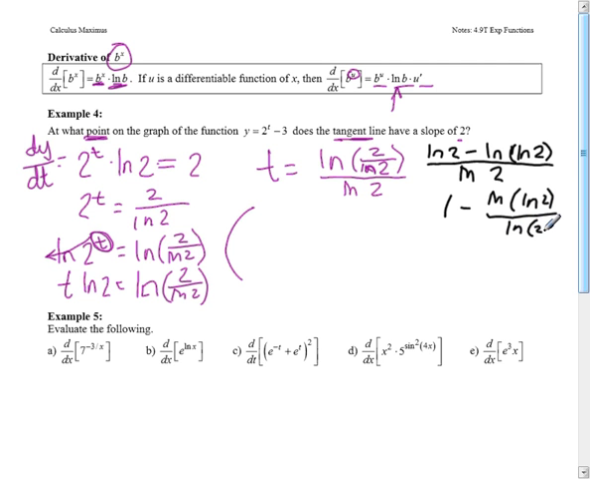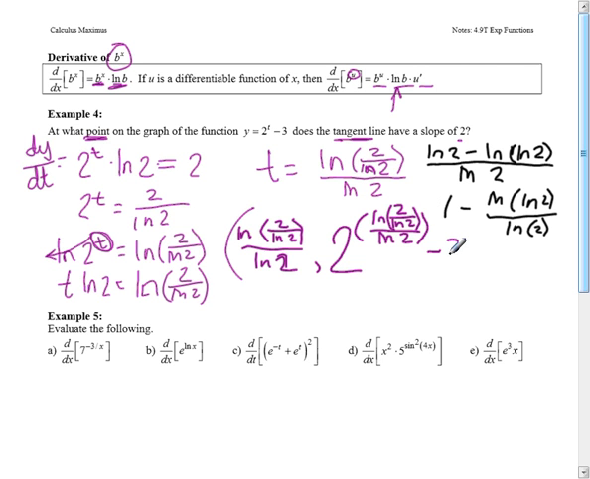Alright, so there's a lot of things that we could do with this, but I'm just going to choose to leave it that way. So to get our point, ln of 2 over ln of 2 over ln of 2, and this is going to look terrible, but that's okay. Now we just plug it back into our function, 2 to that power, which is ln of 2 over ln of 2, all over ln of 2, minus 3, and that is our exact point. Okay, not too bad, not too bad.